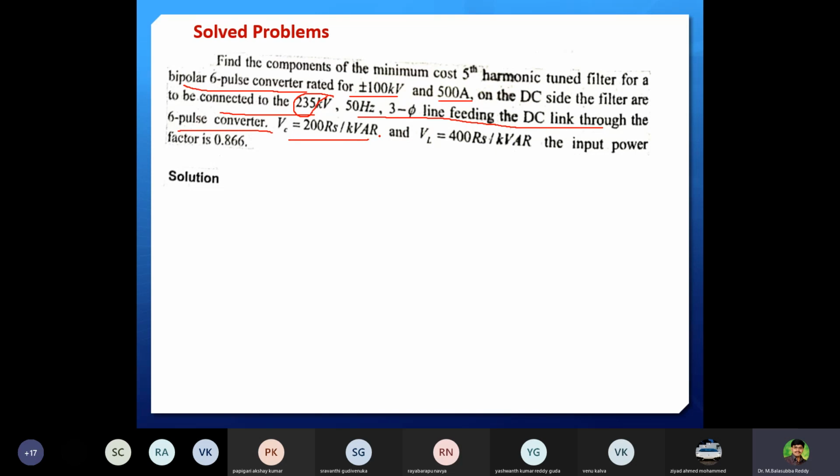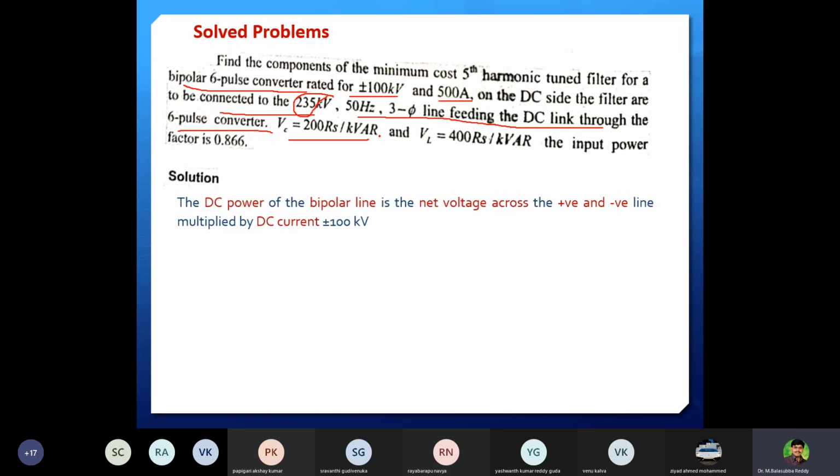And the cost, I mentioned, you can see for the capacitor as well as the inductor, all these things. So that will be 200 rupees per kVAR, not MVAR, because based on our requirement. You can see the cost is mentioned as 200 rupees per kVAR on the capacitor side and 400 rupees per kVAR on the inductor side. And the input power factor is mentioned as 0.866. So now that is the question. What we derived so far in the previous single tuned filter, only those formulas you can substitute here.